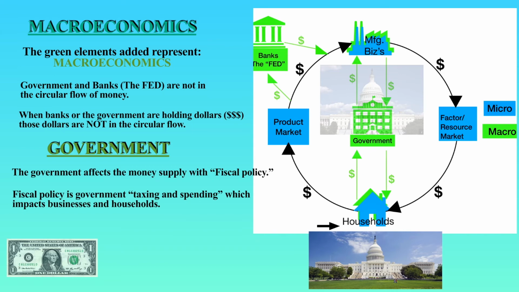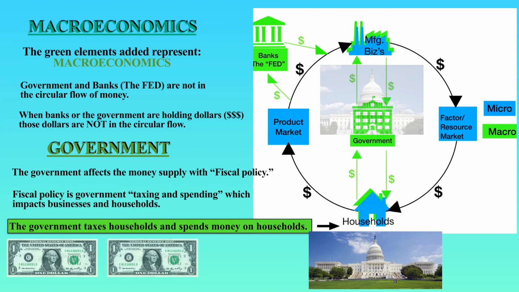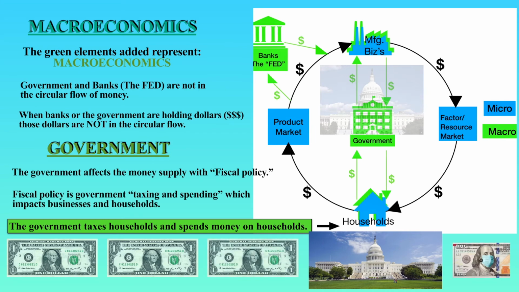The government taxes business manufacturers, and it gives money back to them in contracts. The government taxes households and spends money on households, mainly probably jobs. The taxes would include income tax, property tax, sales tax, etc. Looks like Ben Franklin is being very careful down there in the right-hand corner.